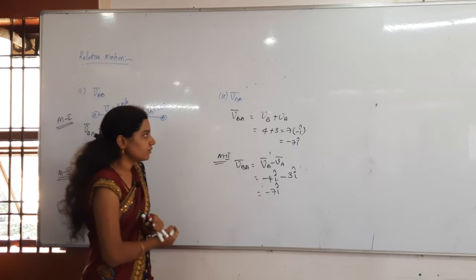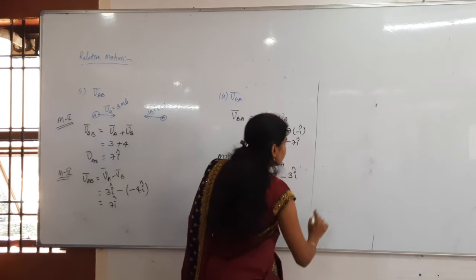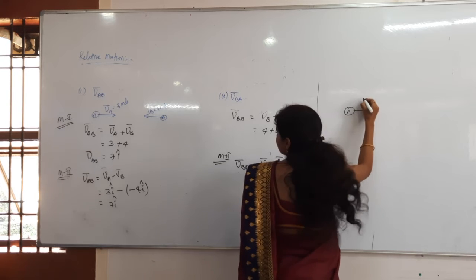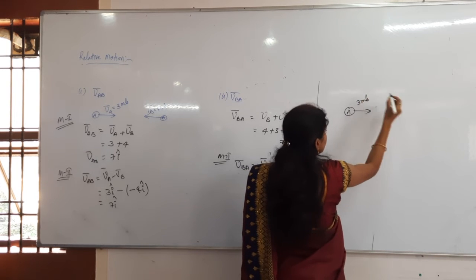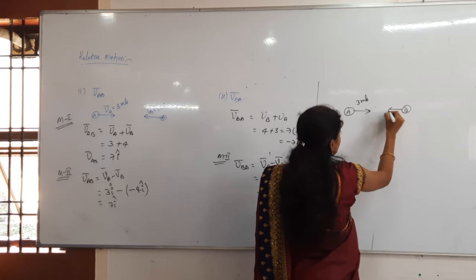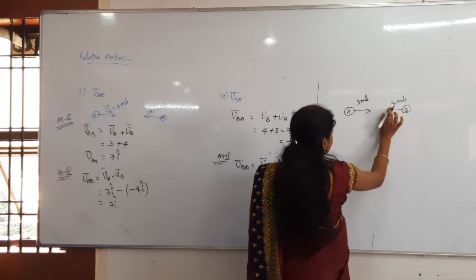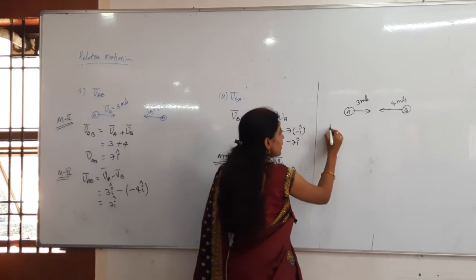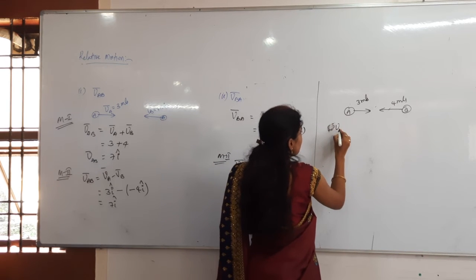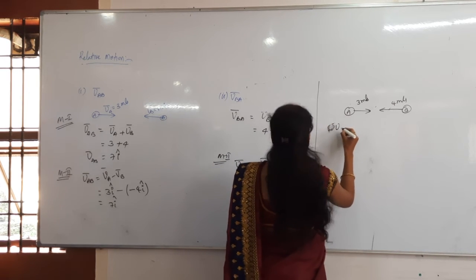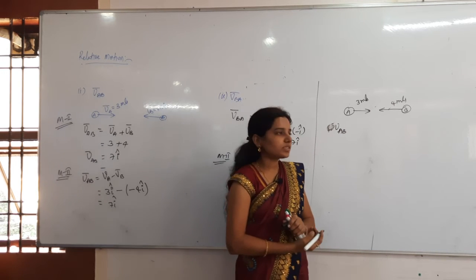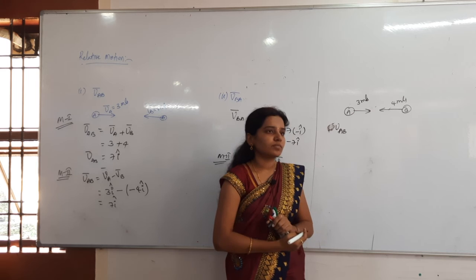Yes. Now the next one is the stopping method. This is important, listen properly. This is 3 meters per second, and this one, B, is moving with 4 meters per second. Of course this is bigger, 4 meters per second. Now I want to find out the velocity of, first one, AB, A with respect to B. With respect to means who has to stop?